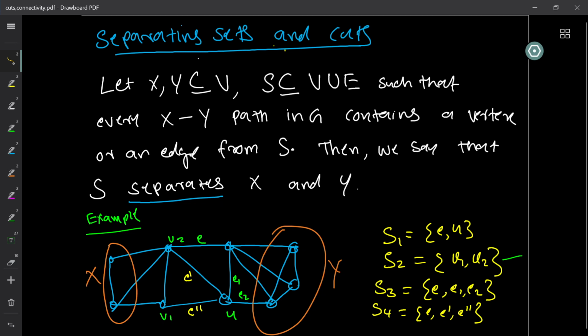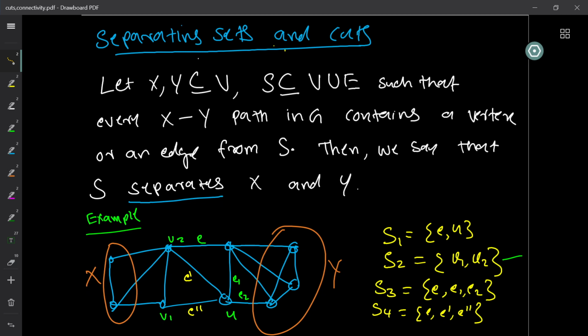Similarly, for the edges E dash and E double dash, one of these must be used to go from x to y. Every path must use one of these, so those three form a separating set. And similarly, E1 and E2, these three edges: one of these must be used by every xy path. So that is also an xy separating set. Each of these is basically an xy separating set.